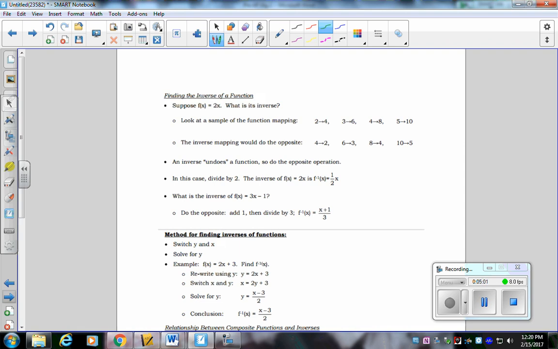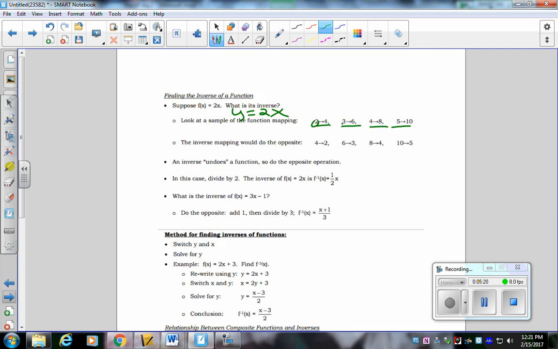f of x equals 2x, or y equals 2x. So let's just think about what's going on here, and then I'll show you a foolproof method that will work every time. So here are some points: (2, 4), (3, 6), (4, 8), (5, 10). How did you get that? Well, I simply took 2 and plugged it in and did math and got 4. I plugged in 3 and got 6, okay? So those are just points on that function.